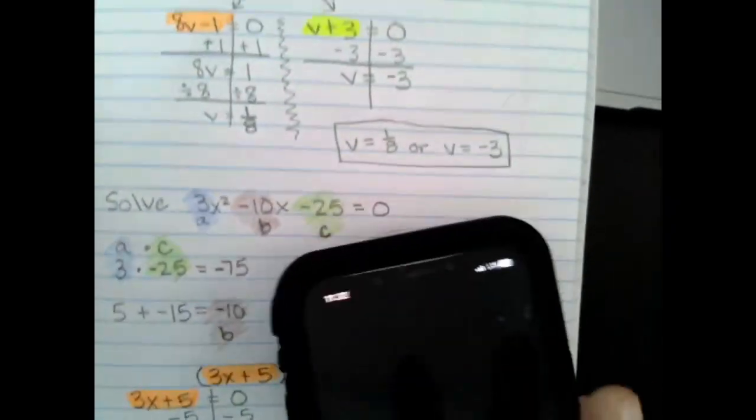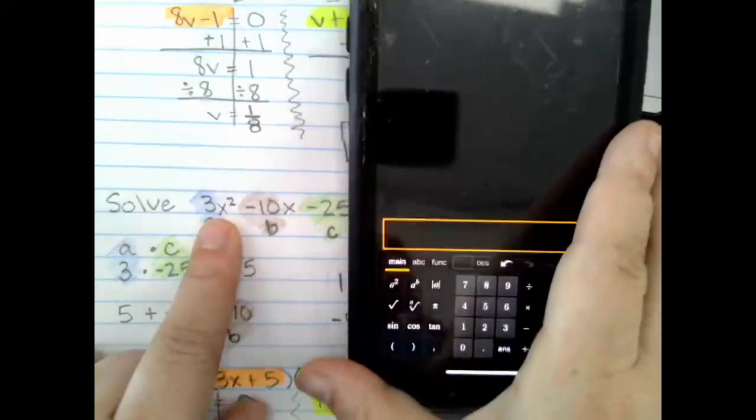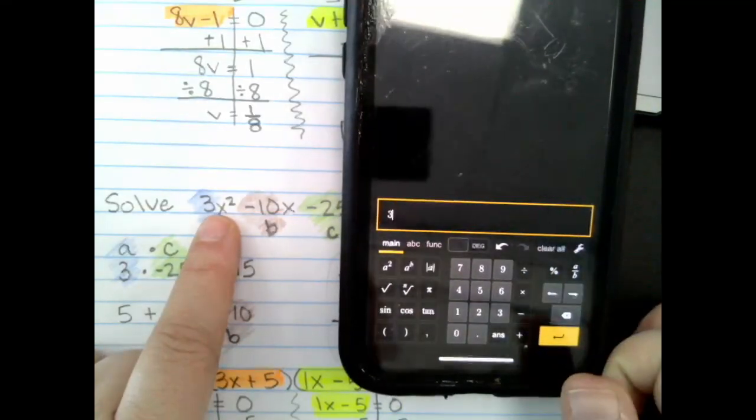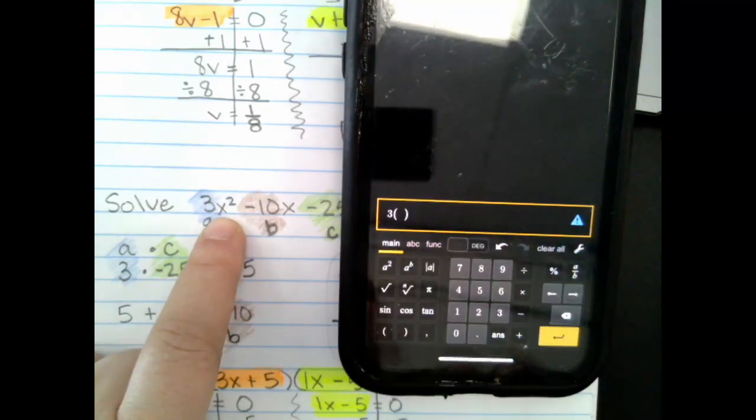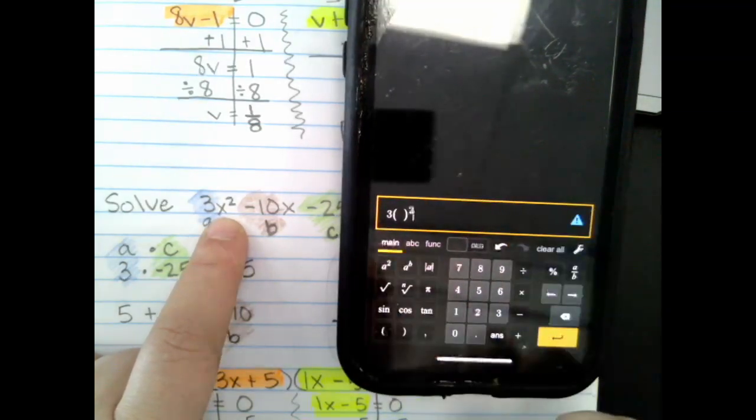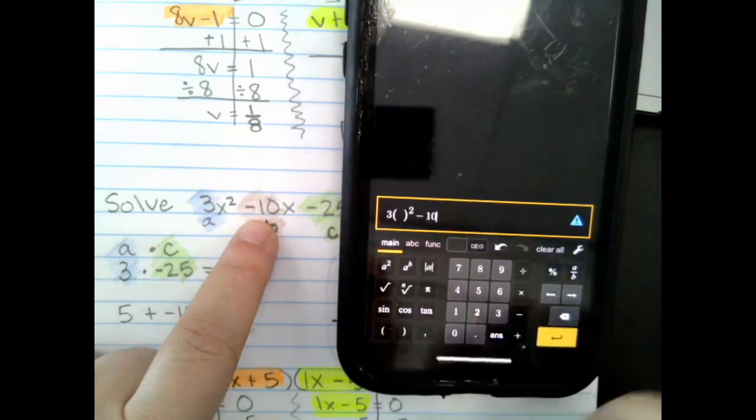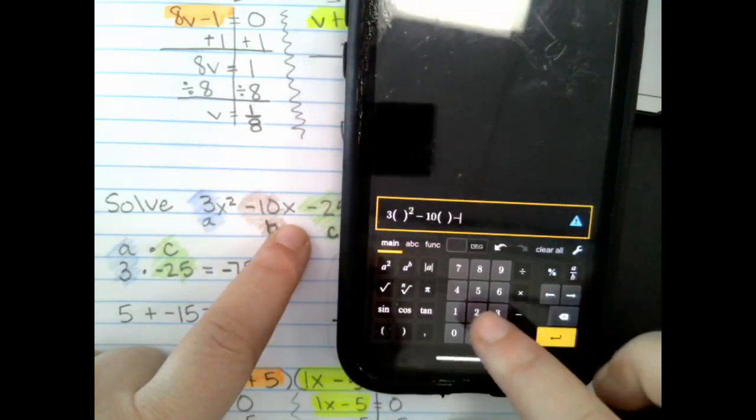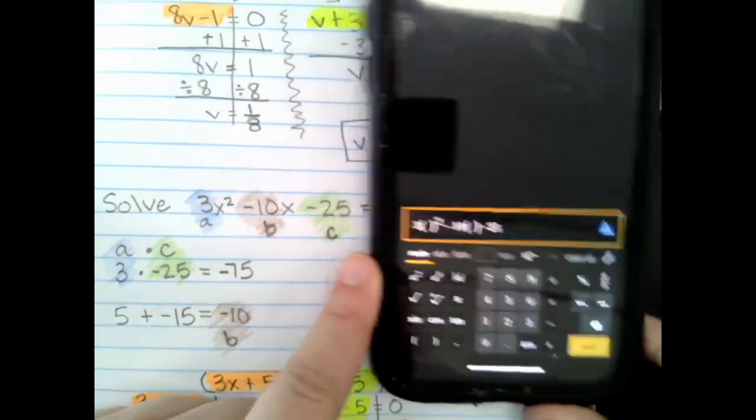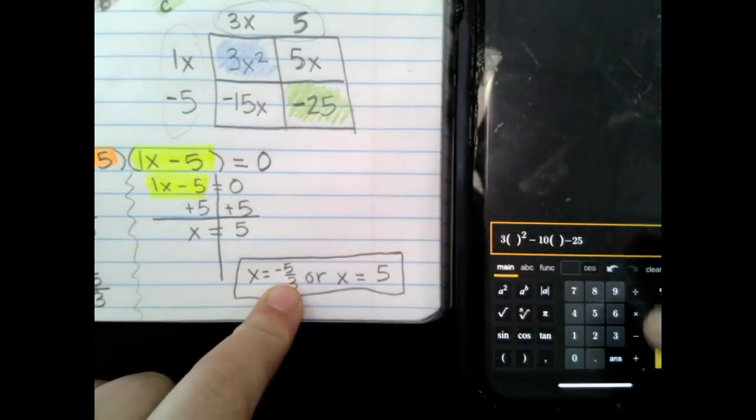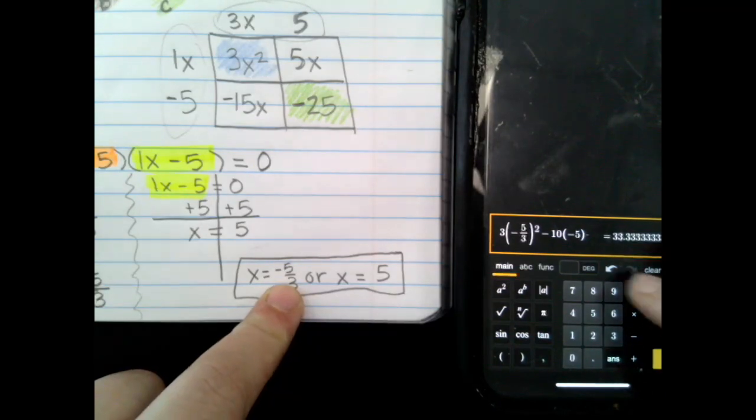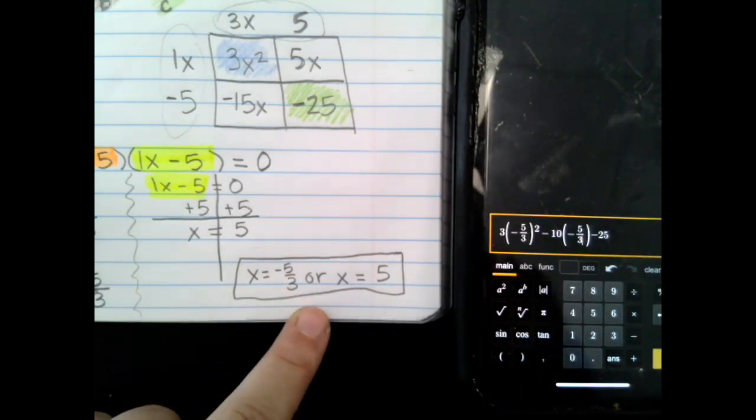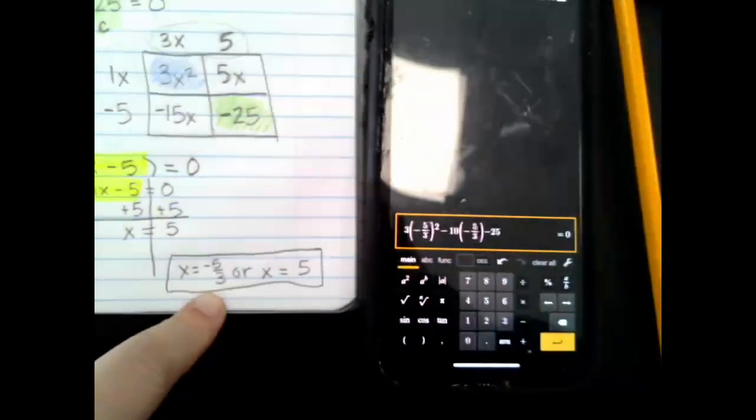I'm going to cover this up for a second. We had 3x squared. So if I type that in my calculator, I'm going to do 3, but instead of x, what do we use? Use those parentheses, right? Squared minus 10 parentheses, minus 25. What were the two numbers that we want to put in for those parentheses? Negative 5/3. And if I put that in, what is my answer? What did we want our answer to equal? 0. Did it work?